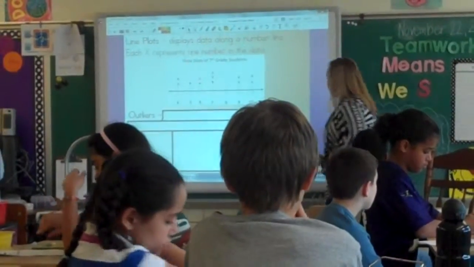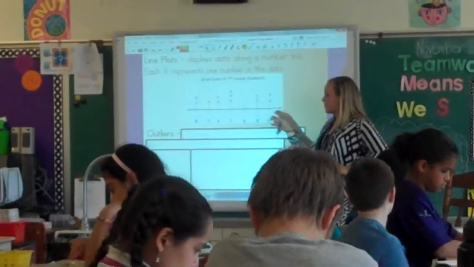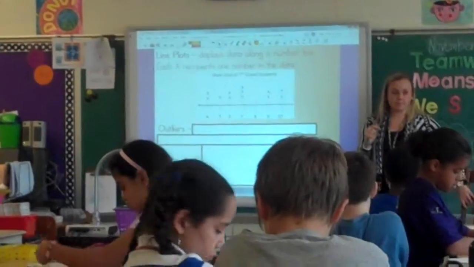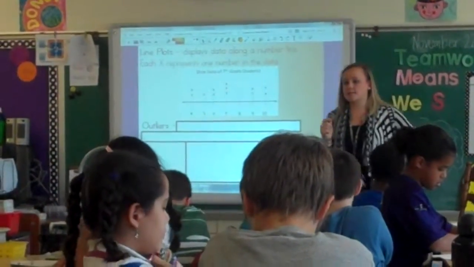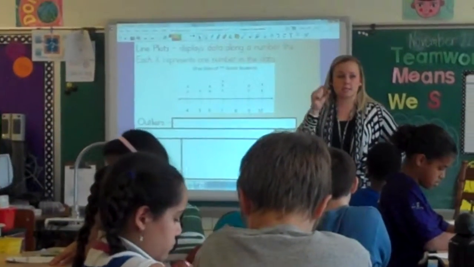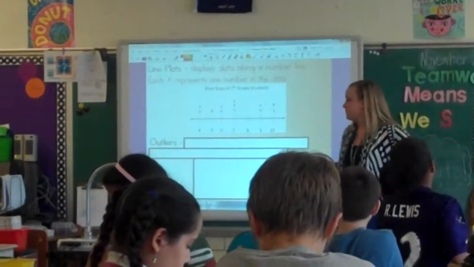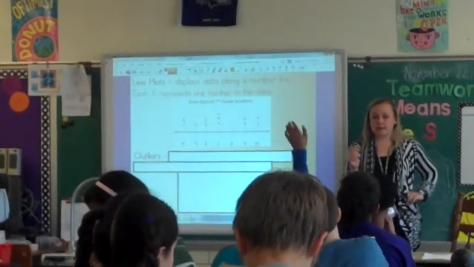So here's an example of a line plot. So here's our number line, our numbers, and then the x's that are on top of each number. Okay? Now when we do line plots, it's very important that we remember that each x represents one person or one vote. Okay? Does anyone know what an outlier is?